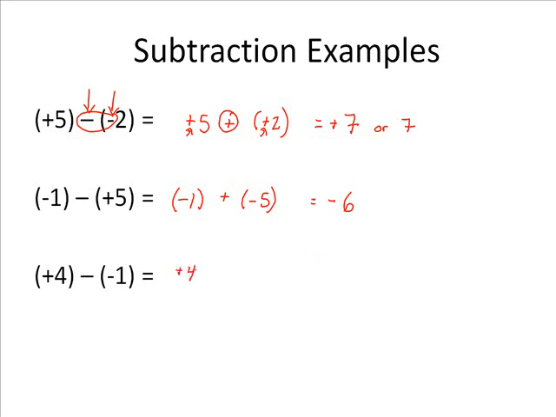One more. Never change the first number, it's +4. But change the subtraction sign to addition and change the sign of the second number. This is another one of those cases where you might think two negatives cancel each other out to make a plus sign. This is a +4 plus +1, which just equals 5 or +5.